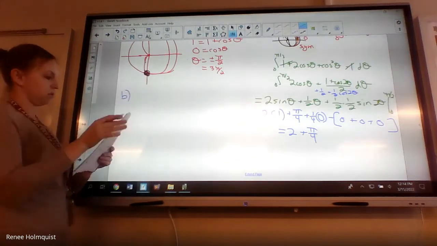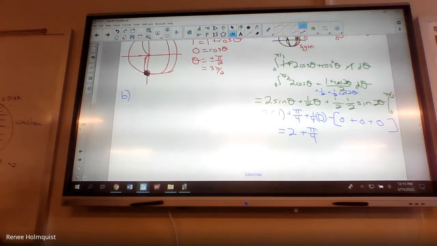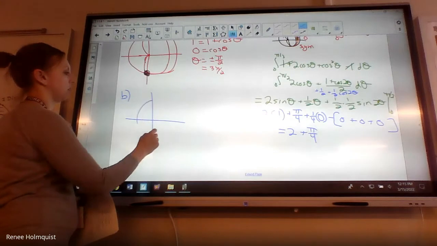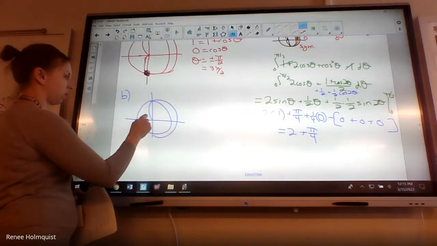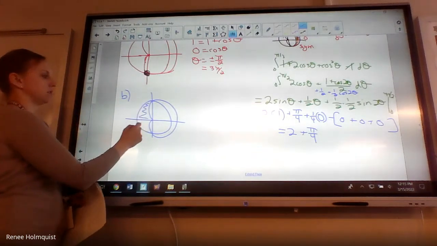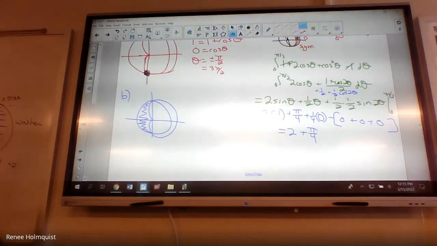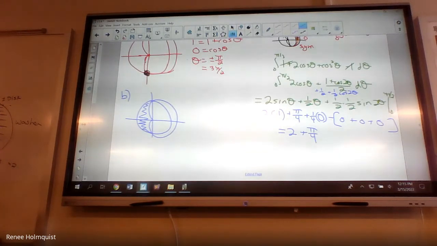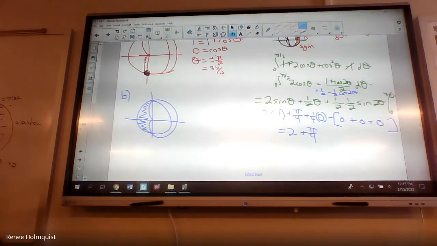B1, find the area of the region inside the circle and outside the cardioid. So if I draw my little sketch again, that would be this little piece here. Oh, so the left side. Yep, basically the left side. I got the same answer for it.